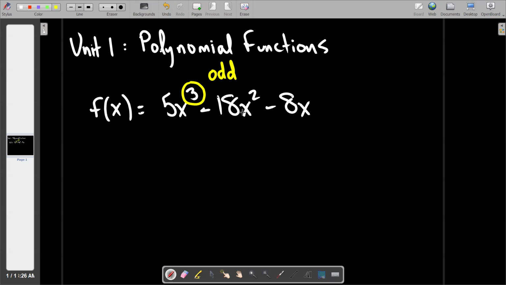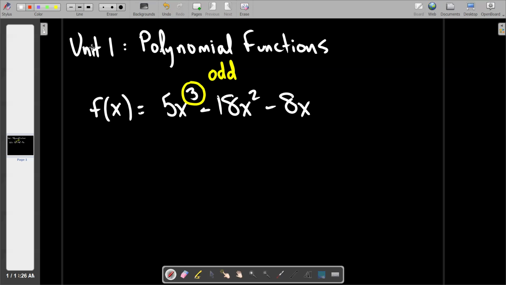That's important. If the degree of the function is odd, then the end behaviors will be different. Do you see how 3 is an odd number? The degree is the highest exponent, right? So if it's a 3 or a 1 or a 5 or a 7 or a 9, any odd number, then you know that your end behavior is either low, high, or high, low. The graph's either going to start low and end high or start high and end low.